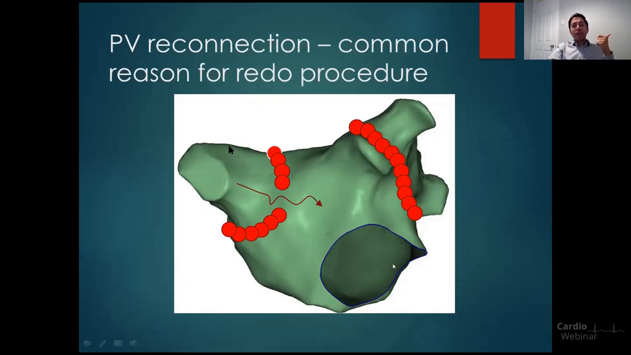And when the pulmonary vein ectopy is triggered, it can then escape through this reconnection back into the left atrium and trigger fibrillation. So what we often do in a redo ablation procedure is we try and find where these electrical reconnection points are and close the gap off. That's number one.